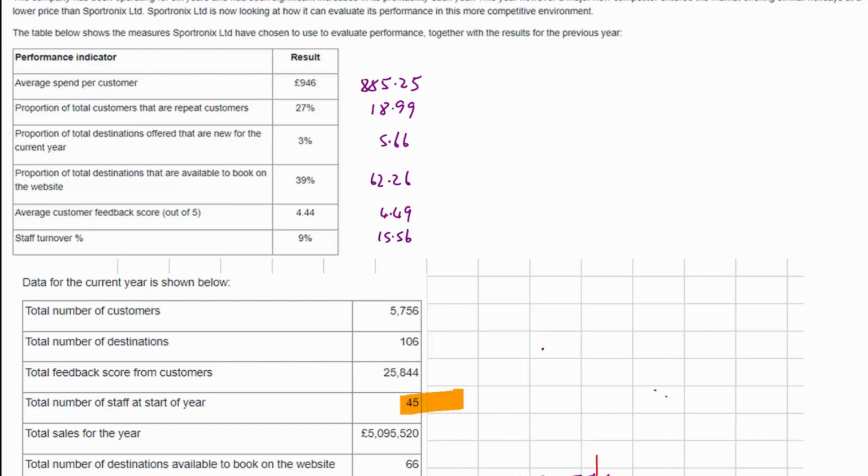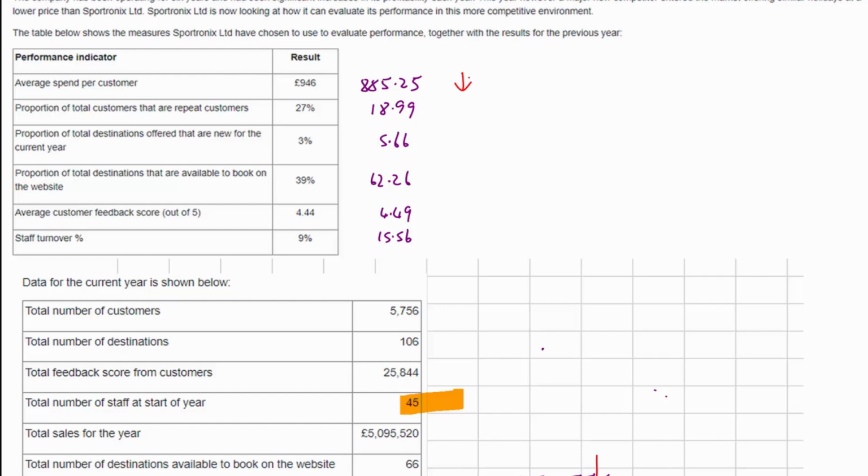Well, really, if you want to earn some marks, just try to describe what you see. Okay, that's the easiest thing to start off with. And then what they want you to do is try to suggest some plausible reasons why there's been a movement. So if you look at the average spend per customer, we can see that's gone down from 946 down to 885.